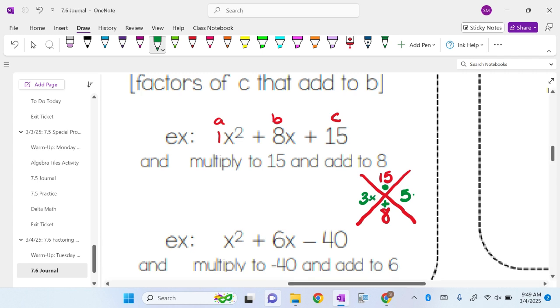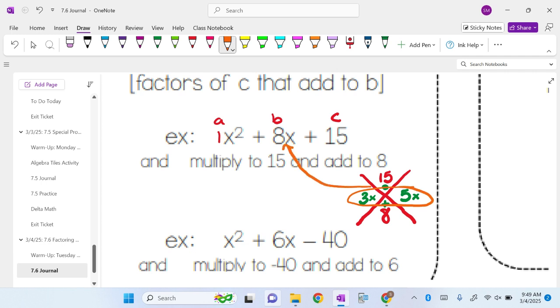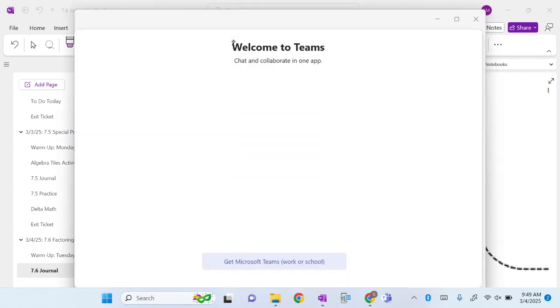Now, I'm going to throw an X next to the 3 and the 5, because remember, whenever we do either reverse box or AC method, these 2 values are going to replace the 8x. So I'm going to do a reverse box. If I draw my box real quick, remember, you're using your original polynomial, but you're just replacing the b.